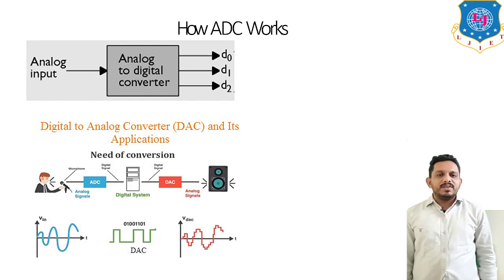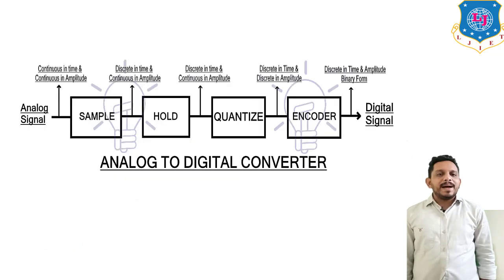Analog input should be given to the ADC, that is analog to digital converter. So this will convert the analog to digital, and output of the digital will be like this: D0, D1, D2. This is a 3-bit ADC. There are so many types of ADC in which you can change the number of output pins. So this is the binary output taken out from the ADC.